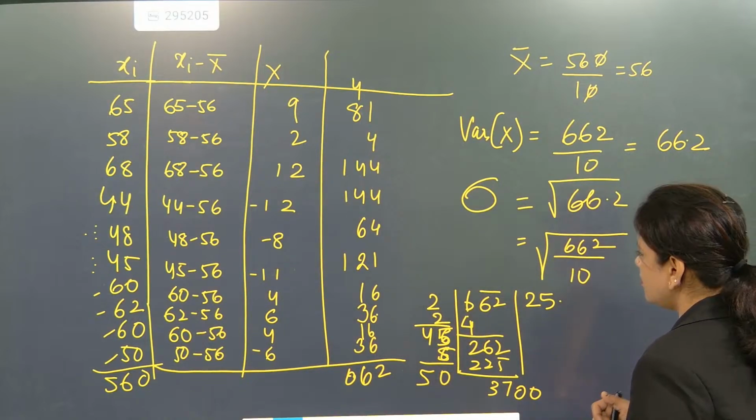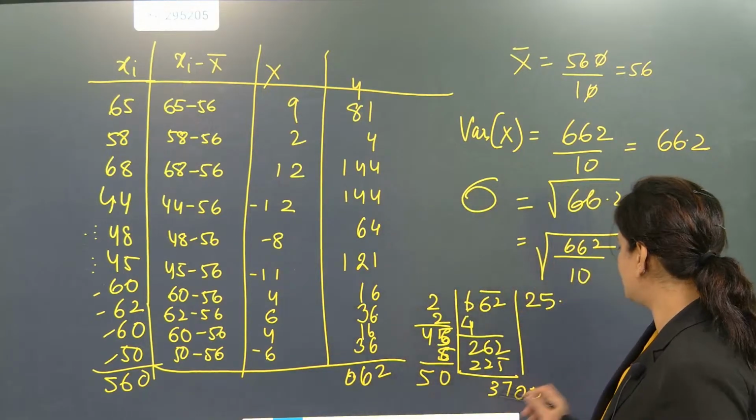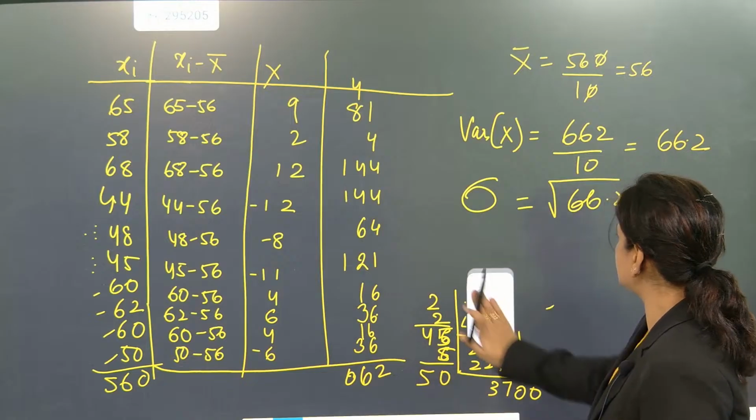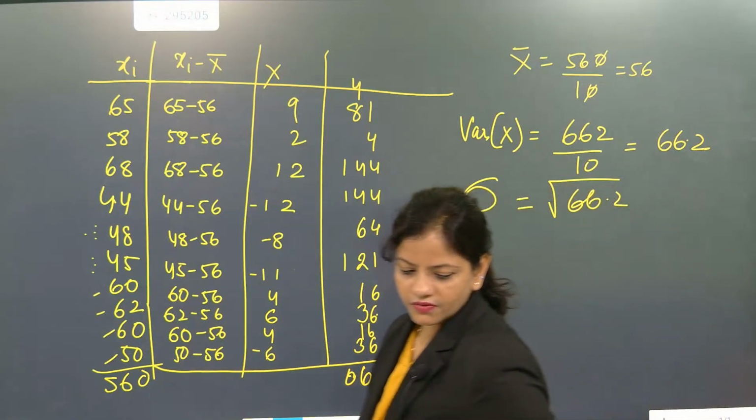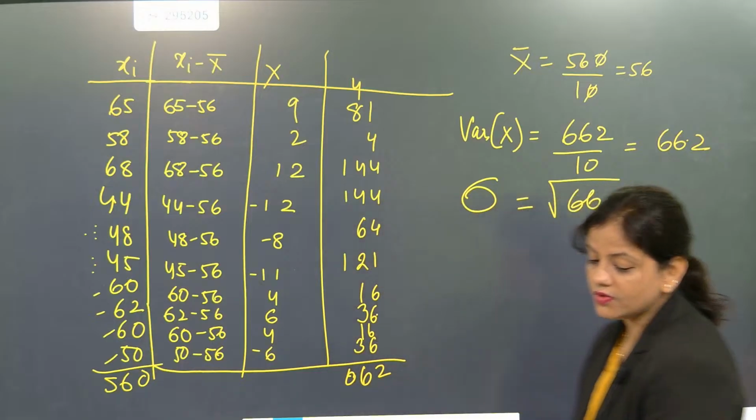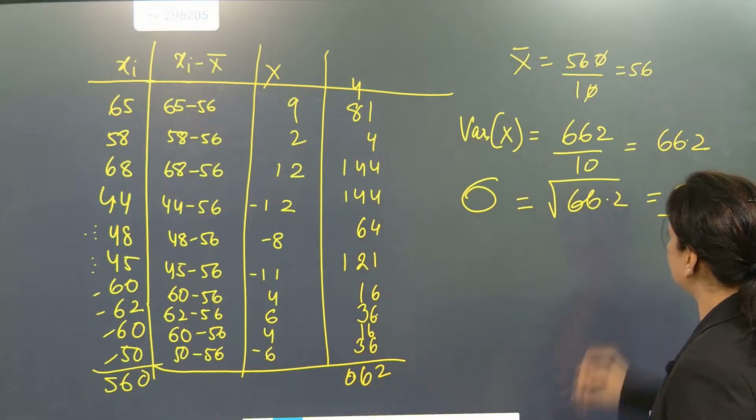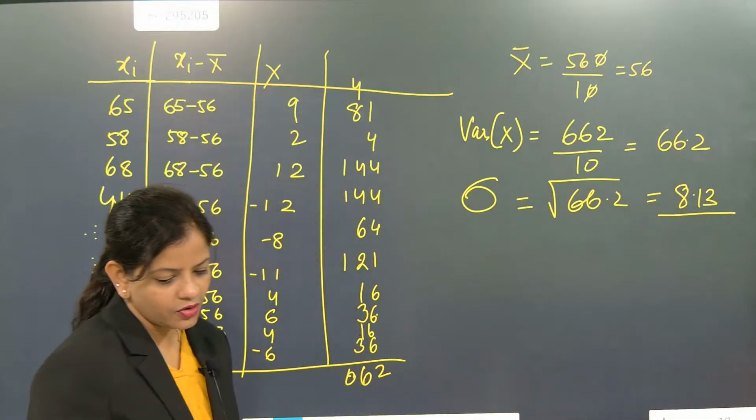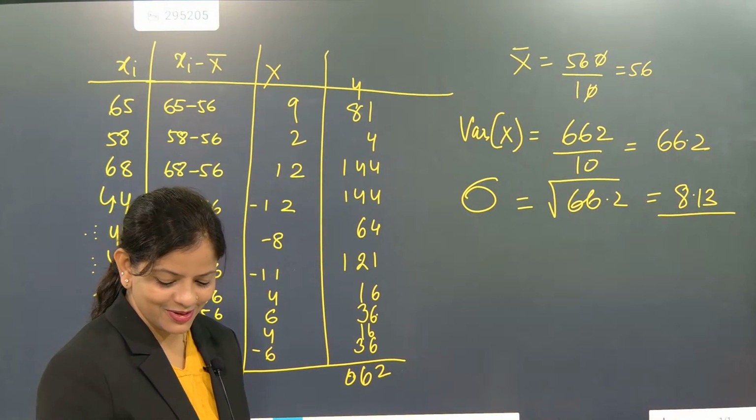Somewhere I did a mistake. You find or do like this only and keep it. Why are we going to waste time? 66.2. Little bit here and there, the value will come, 8.13, whatever. Okay. Calculator, anything we are going to take, the value will come over there.